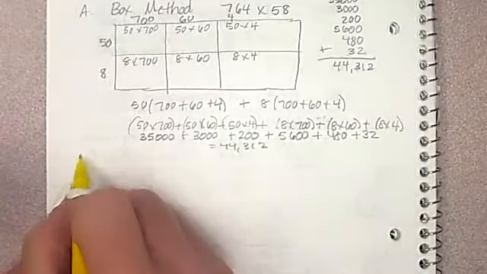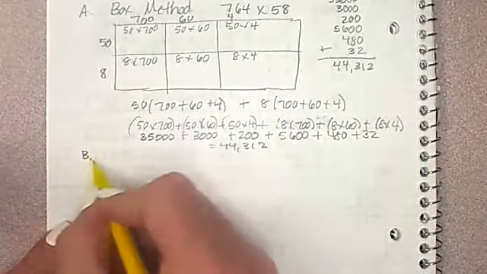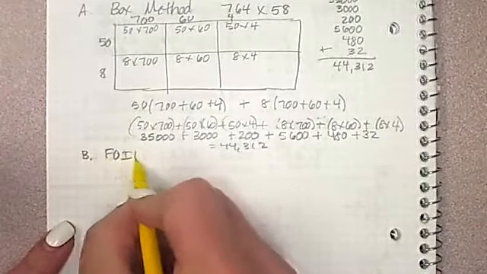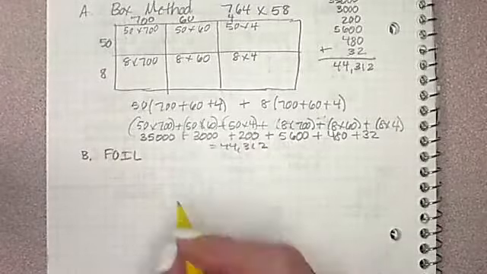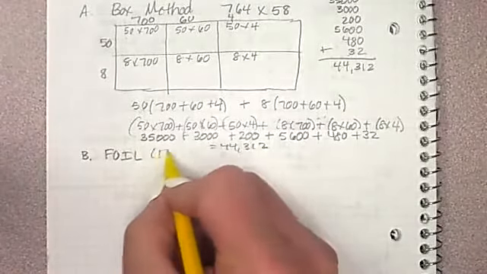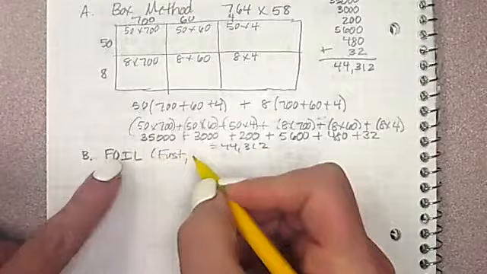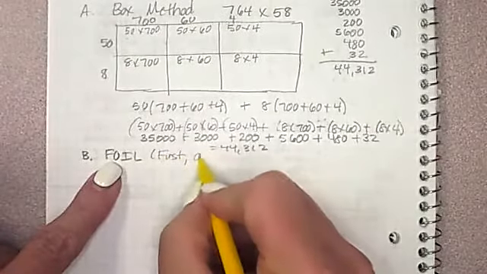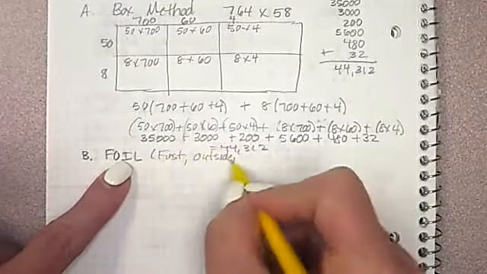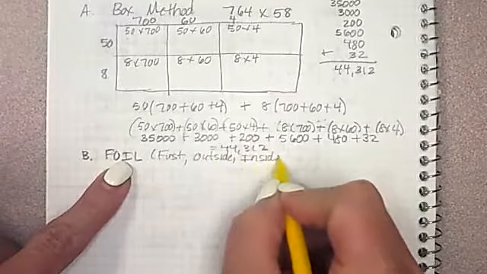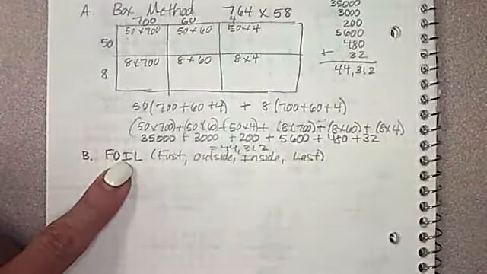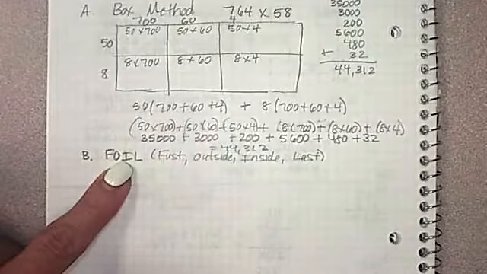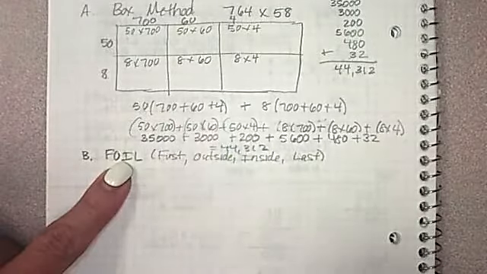Okay, so a second method of distributing is FOIL, which some of you might remember from your days in high school. When we FOIL, F stands for the first, then the outside, inside, and last. That's the order in which you distribute, but it's just another form of distributing.